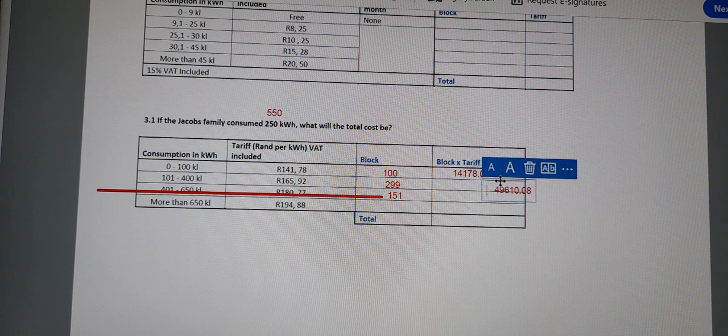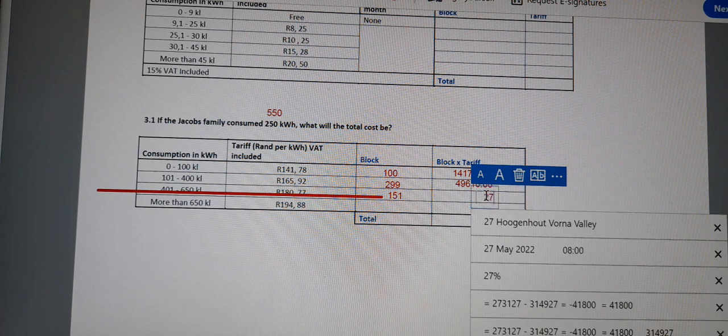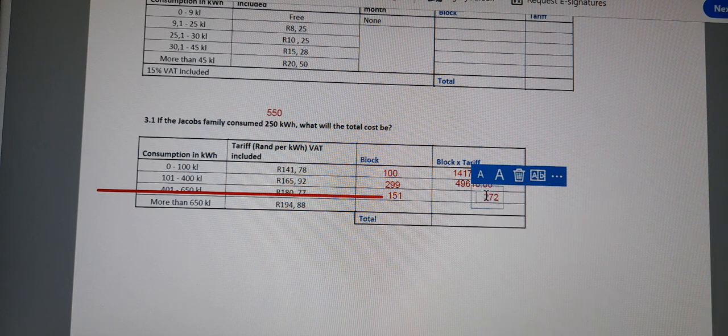0.08. It's going to be here. And then the last one is 151 times 180.77. And then we get our answer. It's going to be 27,296.27. Okay, so here you are.